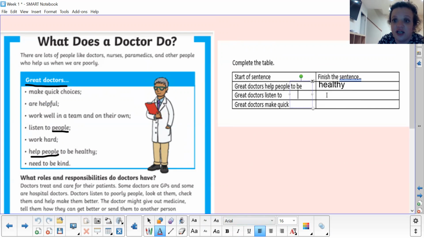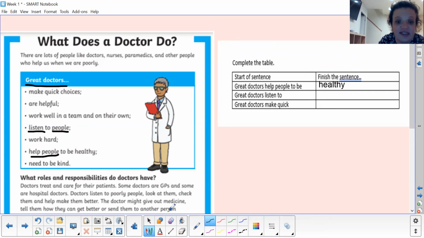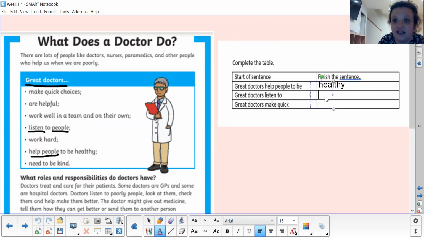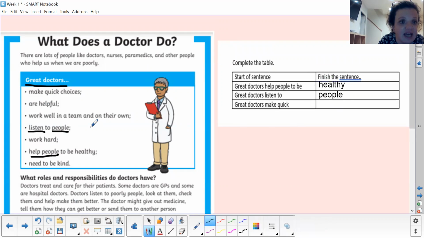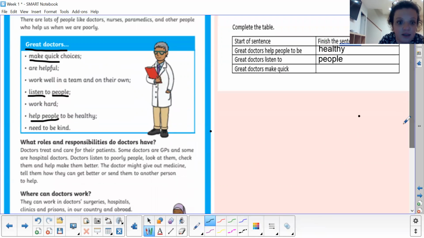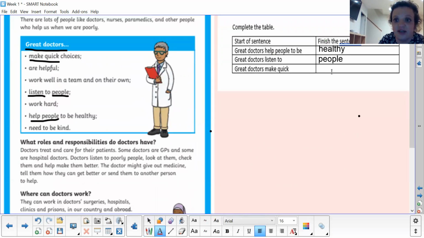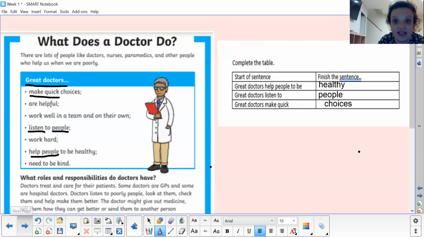Okay, great doctors listen to. So let's find the word listen. Here's listen. So great doctors listen to people. So the end of my sentence there should be people. And great doctors make quick. So let's find make and quick choices. So we've got here. Oh dear. We've got choices needs to go on the end there. Okay, fantastic. Well done. Right, let's move on.